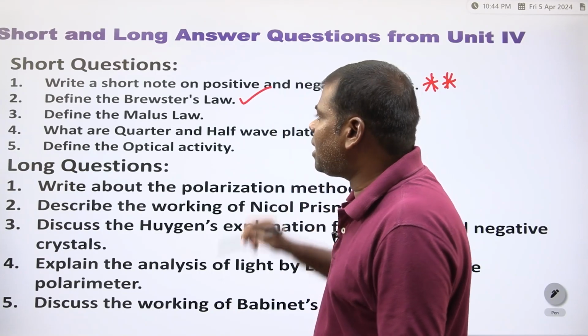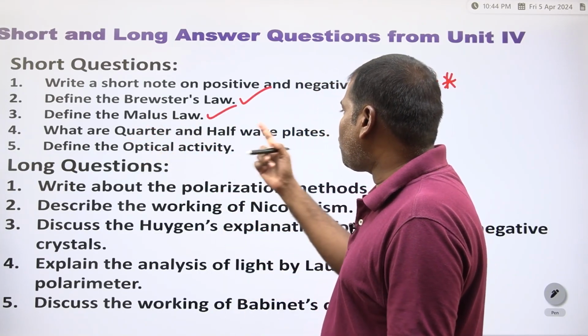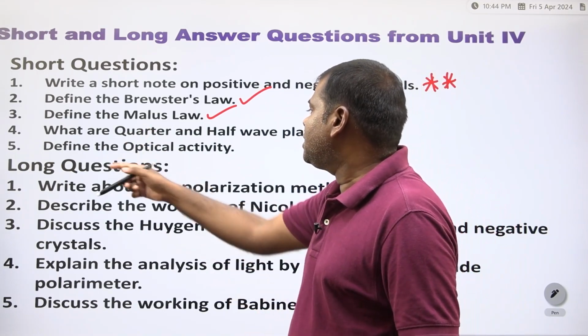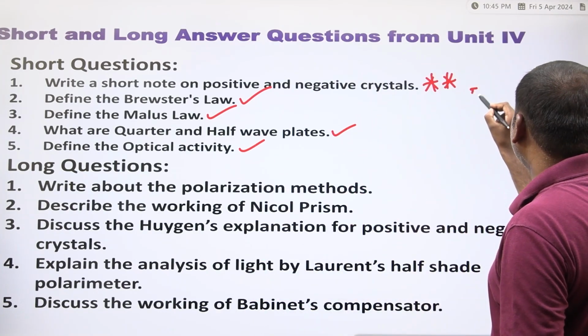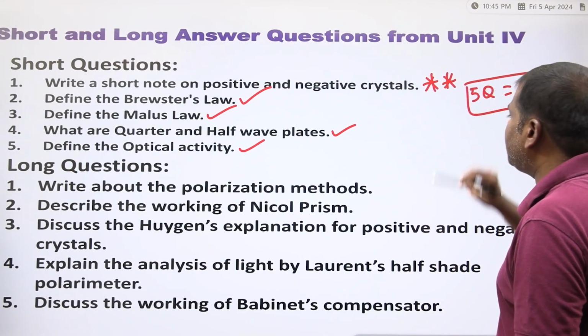Define Brewster's law. Define Malus law, right? What are the quarter wave plate and half wave plate thicknesses? You have to explain. Define optical activity. These are 5 questions you will get as short answer questions. These are very, very important.